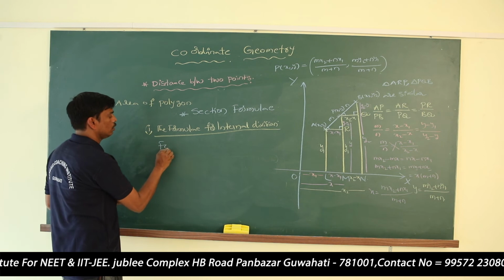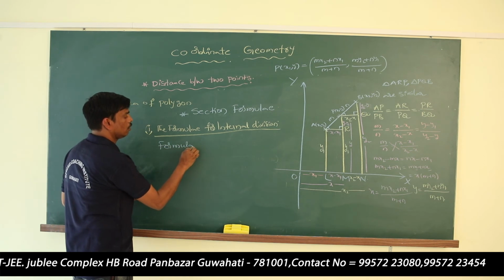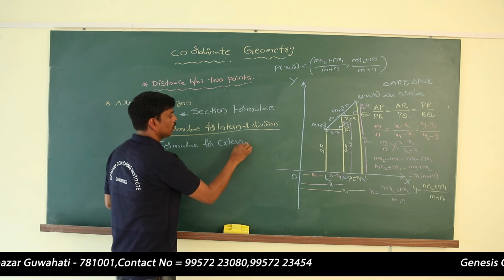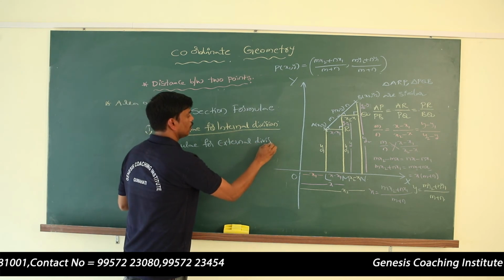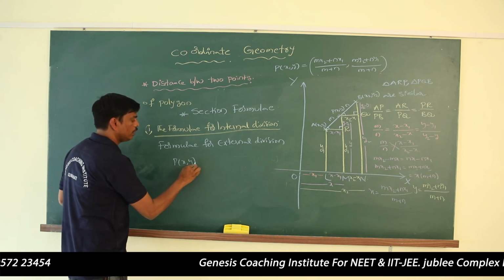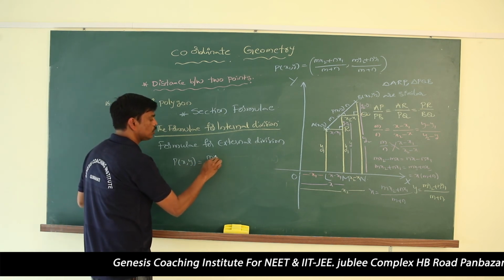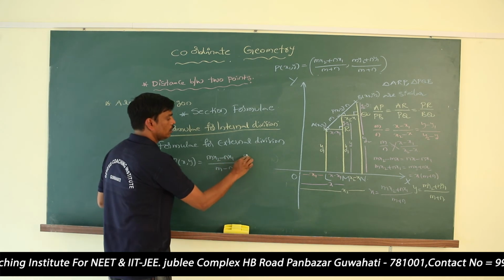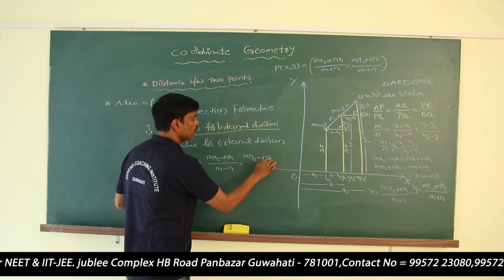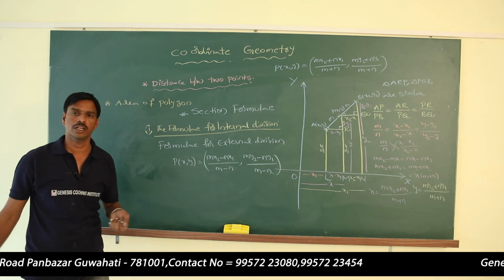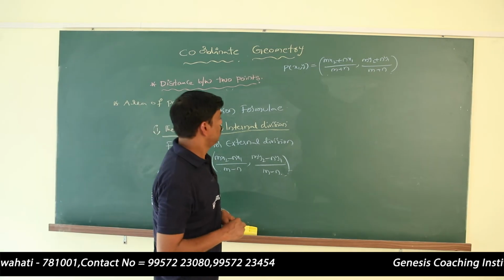Formula for external division, that is P(x, y) = ((m x2 - n x1)/(m - n), (m y2 - n y1)/(m - n)). Okay, so this is the formula for external division.